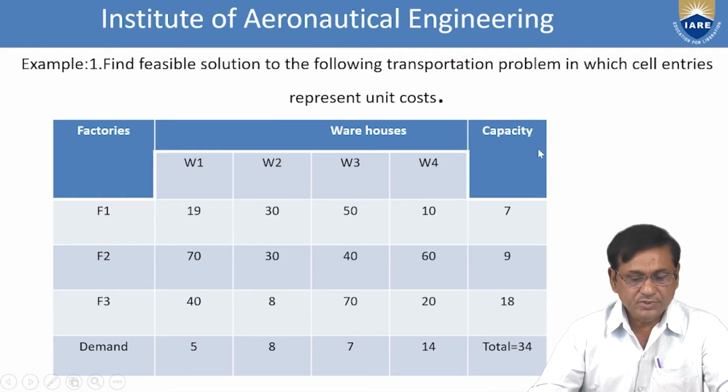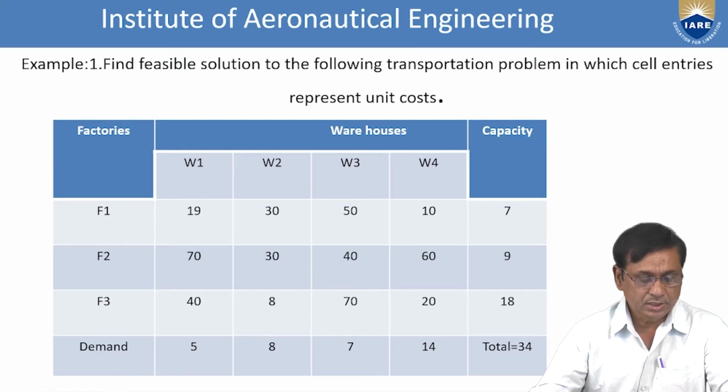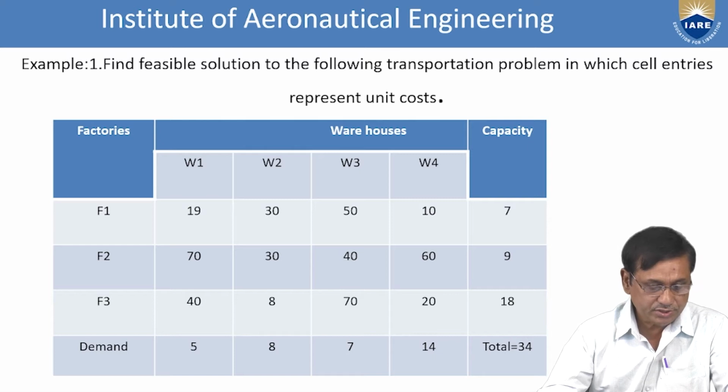Example: find a feasible solution to the following transportation problem in which cell entries represent unit cost. In this, there are factories F1, F2, F3 and warehouses W1, W2, W3, W4. Here the unit transportation costs are given. So 19 means the cost required to transport the goods from factory 1 to warehouse 1.